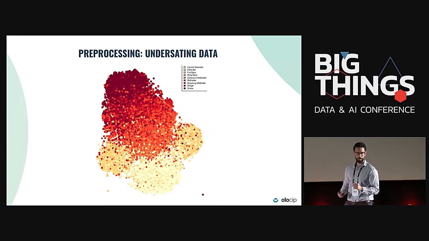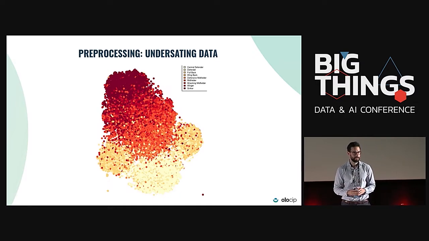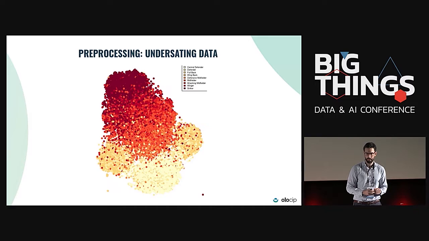So basically, each point represents the player, and the colors are related to the position of the players in the field. So lighter colors represent more defensive positions, like central defender, and darker colors represent more offensive positions, like a striker, for example. So just in one glance, you can see that players with similar positions are grouped together. So you can get a very good idea that the models, even if they only have the statistics, would have a very good idea of which is the position of the players.